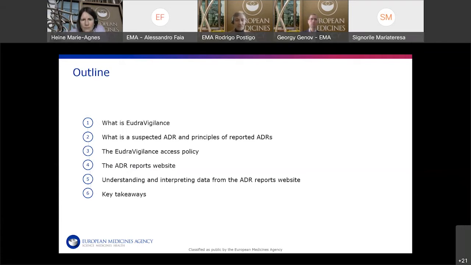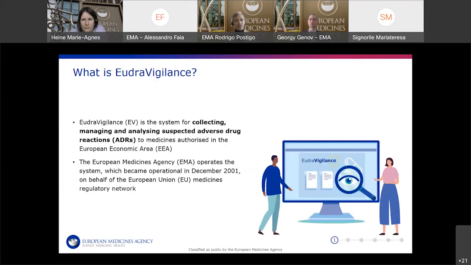So EudraVigilance is the system for collecting, managing, and analyzing suspected adverse reactions to medicines authorized in the European Economic Area. The European Medicines Agency, the EMA, operates the system, which became operational in December 2001, on behalf of the European Union Medicines Regulatory Network.